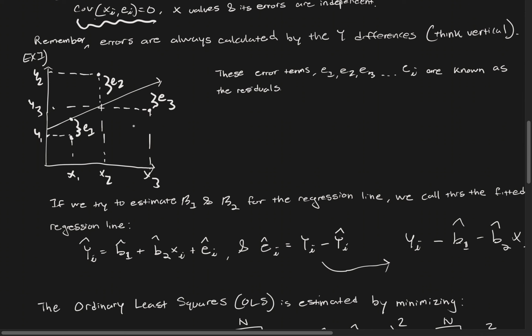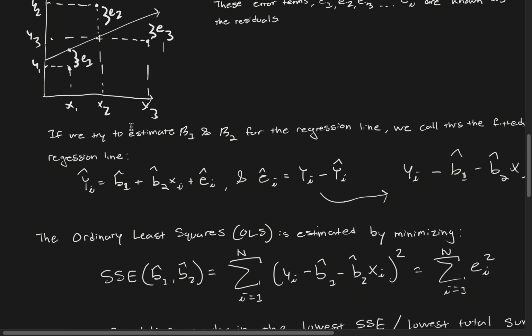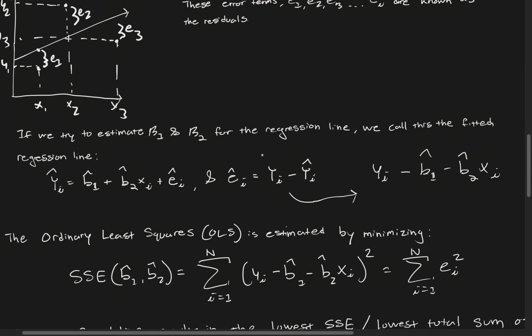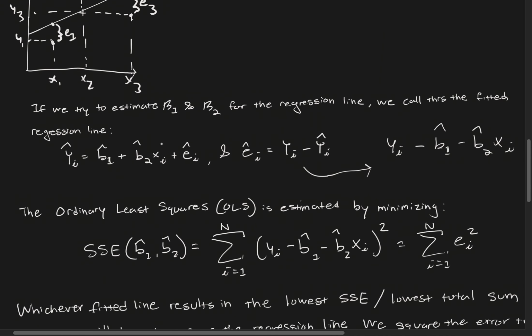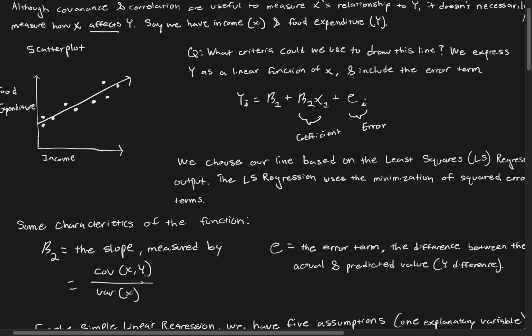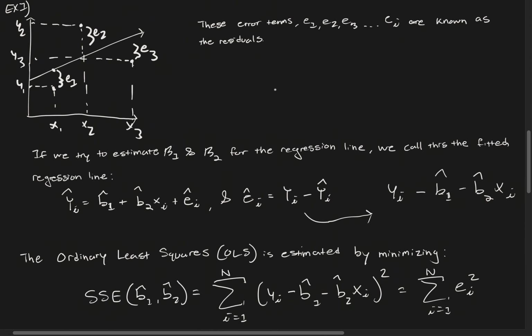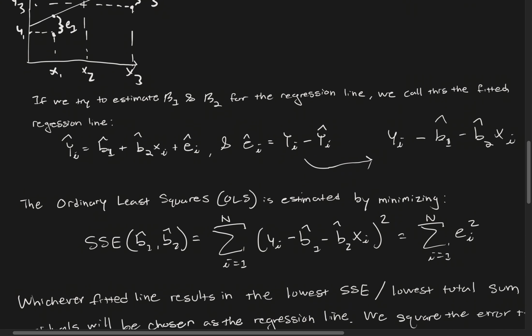And so if we try to estimate beta 1 and beta 2 for the regression line, we call this the fitted regression line. It looks very identical to the original regression equation right over here, except we denote it as b instead of beta, and we'll give it a hat on the top. So y hat equals beta 1 hat plus beta 2 hat xi plus error hat as well.